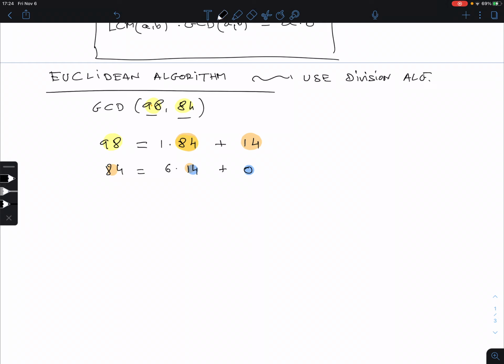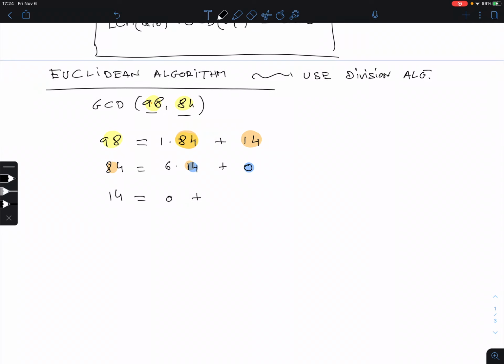If I do that, how many times is 14 in 0? That is, of course, 0. Once we have 0 here, there's nothing to do anymore. So 14 is the remainder here. What we get at the end, when you have a 0 here, is this number. So if you want, it's 0 plus 14. When you have a 0 here, this is going to be your GCD. So 14.